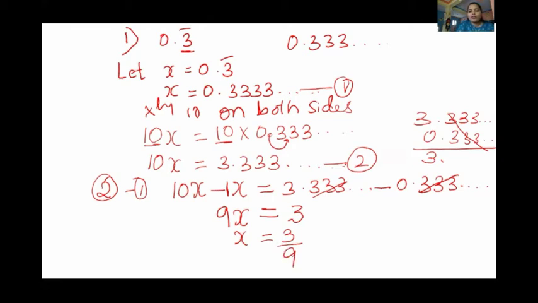Therefore, these two can be cancelled, that is the 1s and 3s. Therefore, what is x now? x is equal to 1 by 3. So this is called rational form. This 0.3 bar can be represented as 1 by 3. So 1 by 3 is in the form of p by q, isn't it? Let us take one more example to explain.